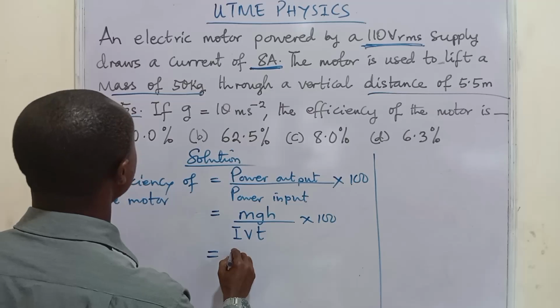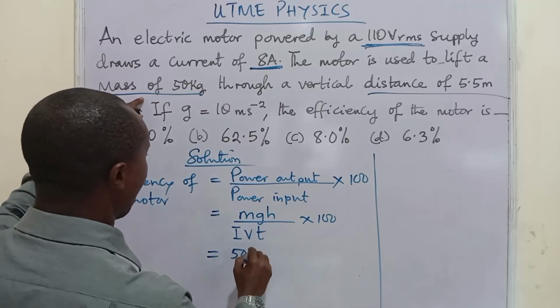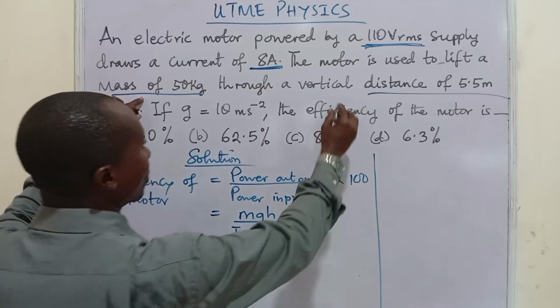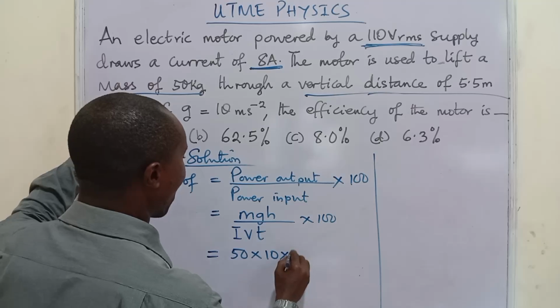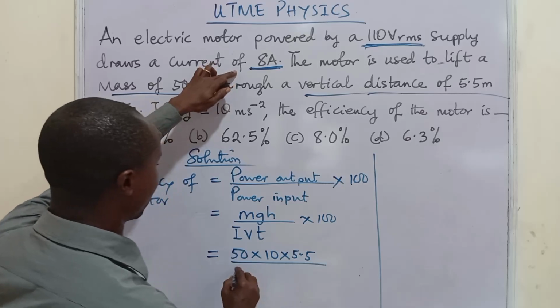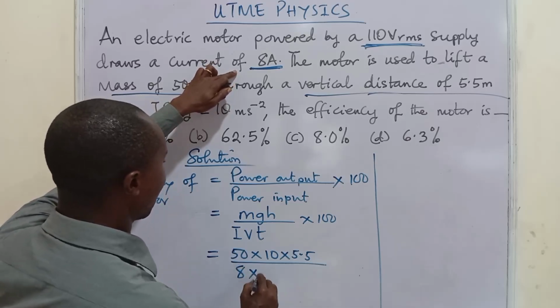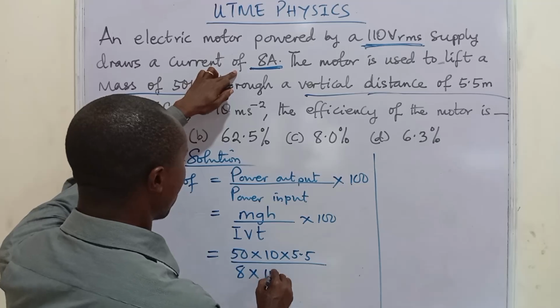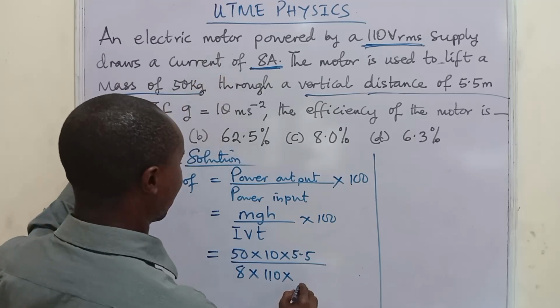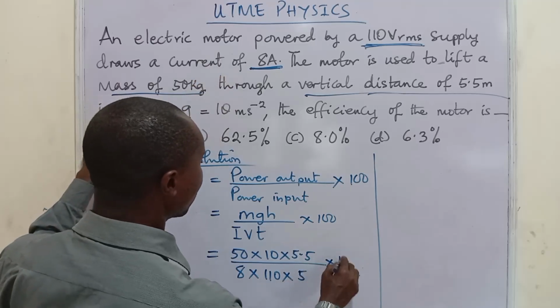What is our mass? Given to us as 50 kilograms. The value of g is 10. The height, or the vertical distance, is 5.5, all divided by the current that is flowing through this, which is 8 ampere. The voltage is 110. And the time is 5 seconds. Please take note of this.